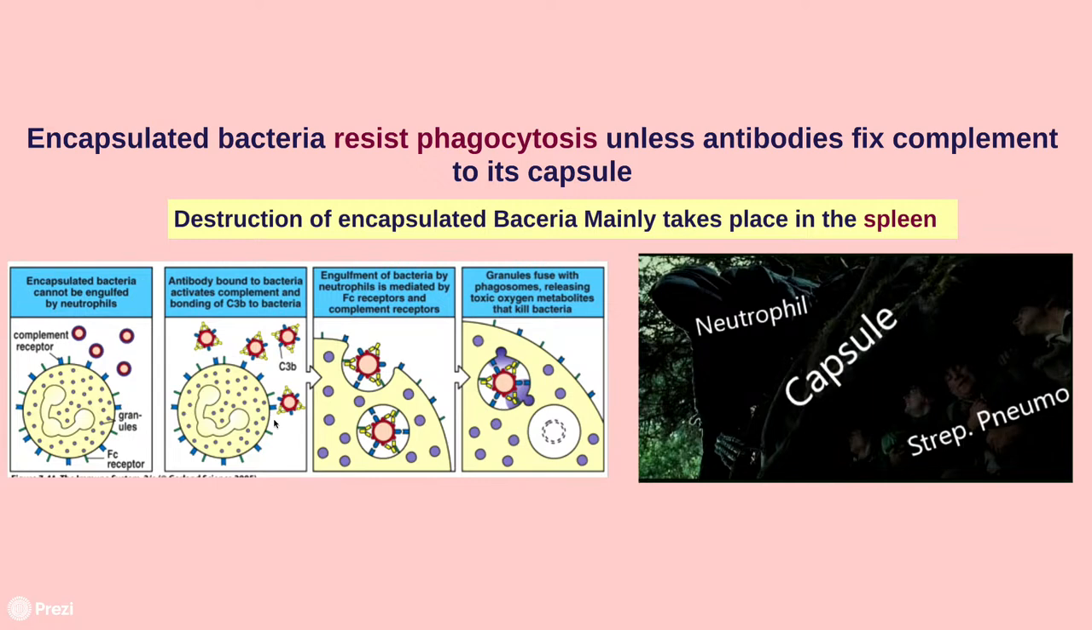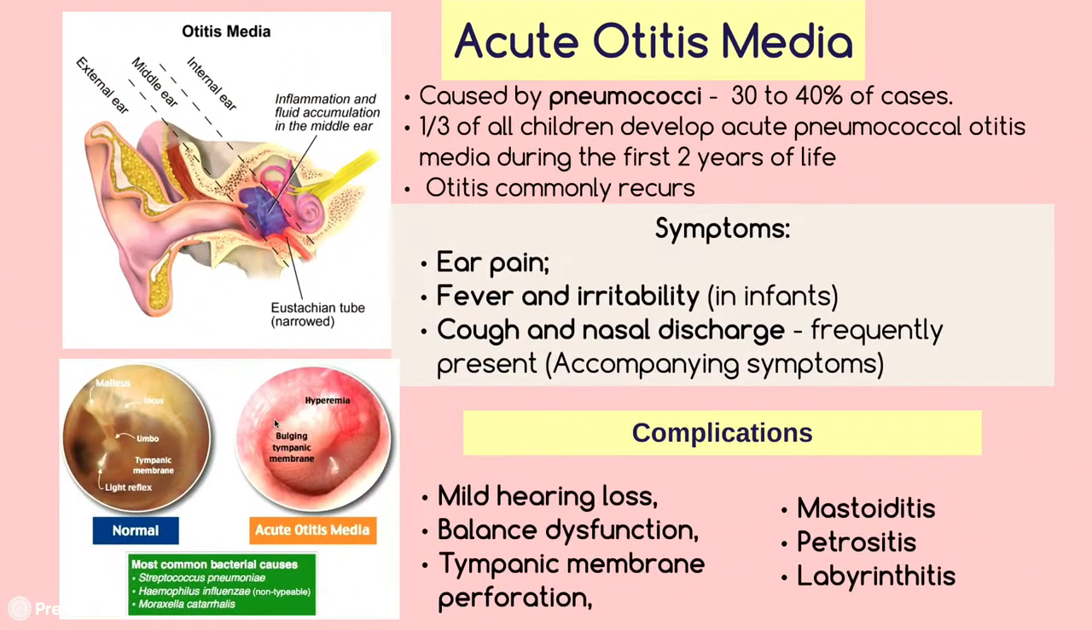But the encapsulated bacteria generally are neutralized in the spleen. Because in the spleen, we've got a huge amount of phagocytes residing there. There is a high amount of phagocytosis taking place there. So these bacteria, most of them are removed by the spleen. If there is no spleen, the risk of serious conditions increases caused by pneumococci, including strep, acute otitis media.